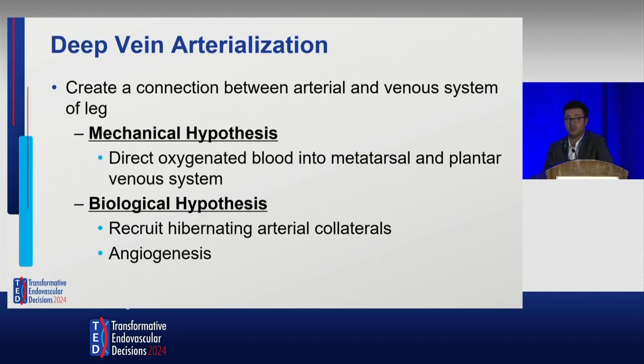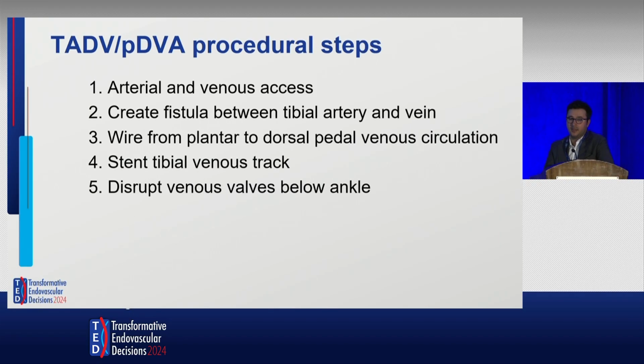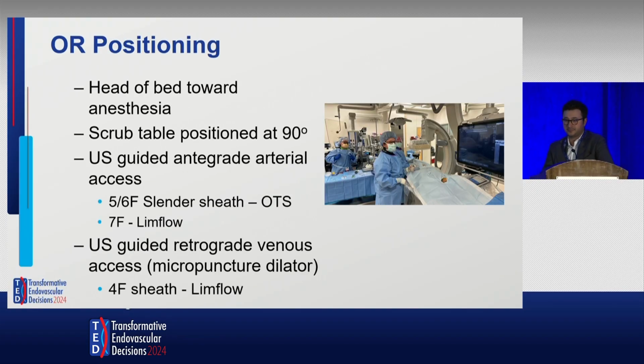I think there's a lot more research that needs to be done. But the procedural steps of this procedure, first and foremost: get arterial access, get your venous access, create your fistula between your tibial artery and the corresponding tibial vein, wire from plantar to dorsal venous circulation, stent your venous tibial tract, and then disrupt the valves below the ankle, right?